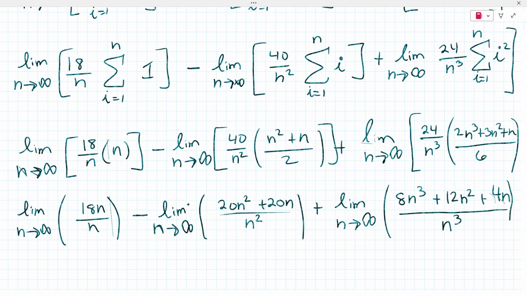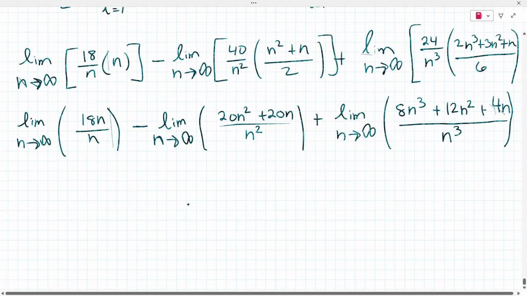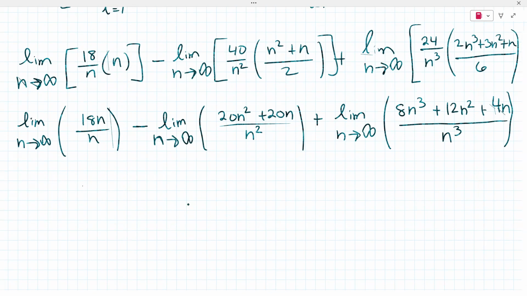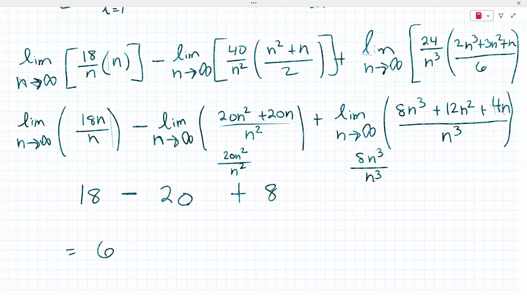Okay, so now you've got to use your horizontal asymptotes. On the first one, 18n over n, the degrees are the same, so you use the coefficient. So that's 18 minus, on this one, the highest term on top is 20n squared, and the highest term on the bottom is n squared. So the degrees are the same, so you just use the coefficient. So that would be 20 plus, over here, the highest term is 8n cubed, and the highest term on the bottom is n cubed. So the degrees are the same, so you just use the coefficient. So when we put it all together, you should get 6.